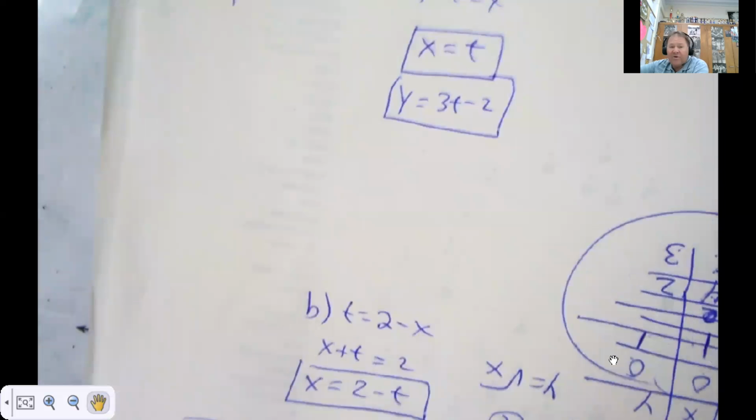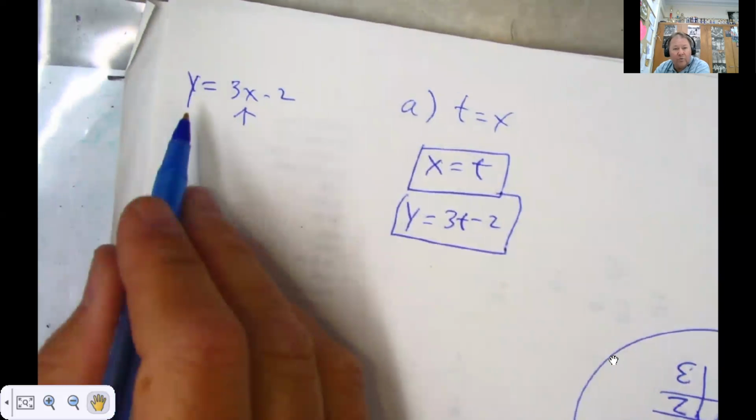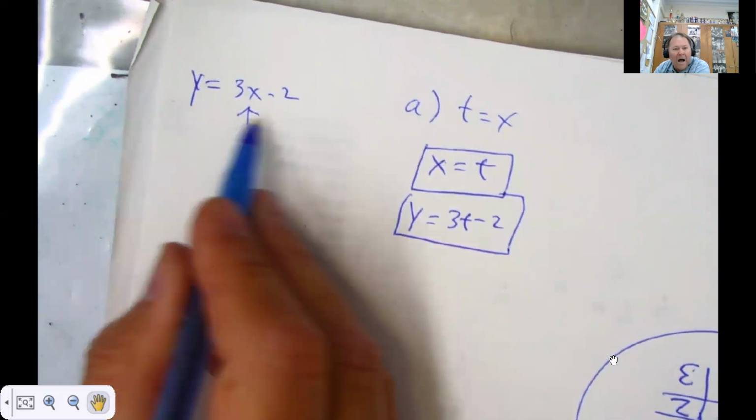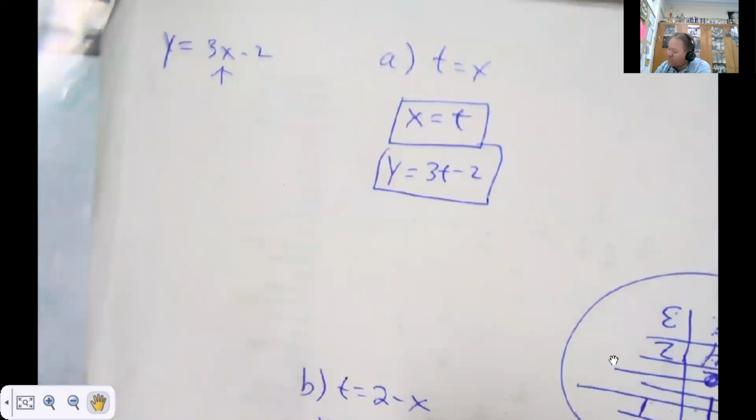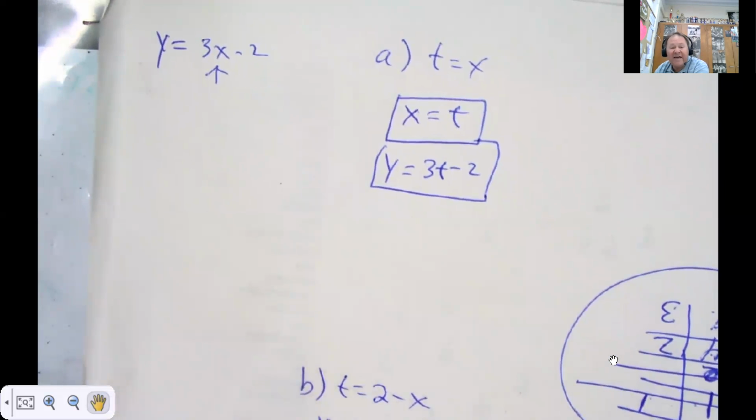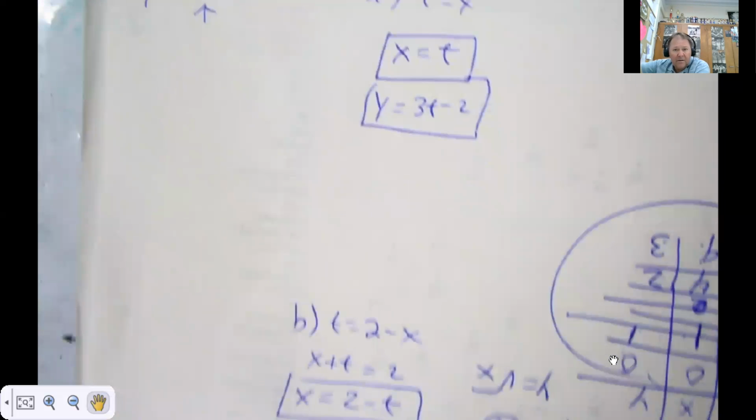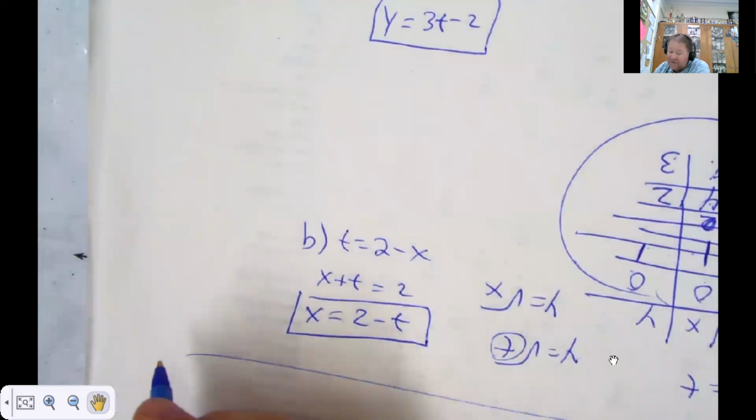Now we're going to go back up here to y, and we've got to get y in terms of t. So if we do y in terms of t, that would be my set of parametric equations. This is what you're going to have to do in the year 2022. One of the two questions, parametric equations, you're going to have to do.